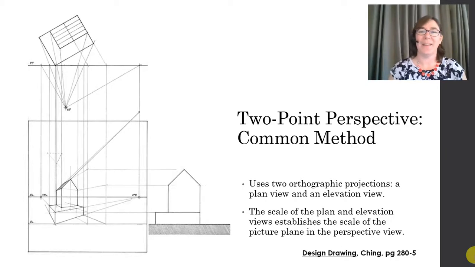Let's get started. The common method for creating a two-point perspective uses two of your orthographic projections to create the perspective view. You need a plan view and an elevation view. And the scale, the architectural scale of those views, is going to establish the scale of anything that's on the picture plane in your perspective view.